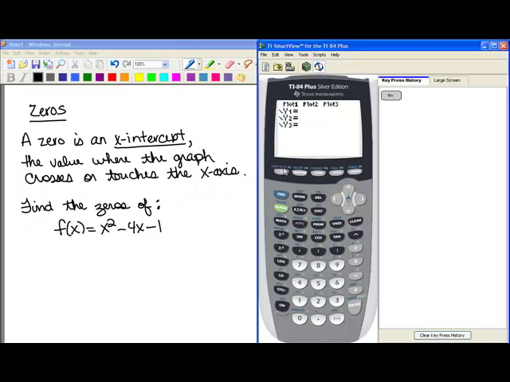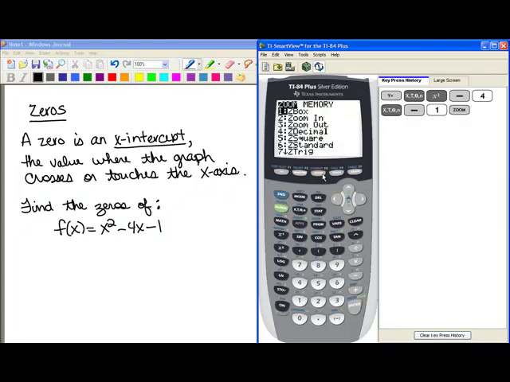So press the y equals key and type in the function. Use a standard window, zoom number 6. Here's a look at the function. Notice that it crosses the x-axis right here and over here. So that means that we have two zeros involved.